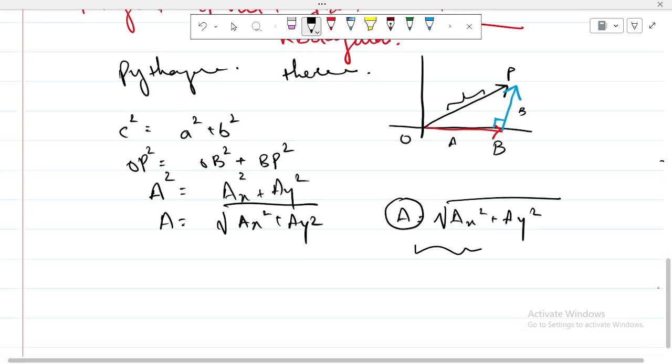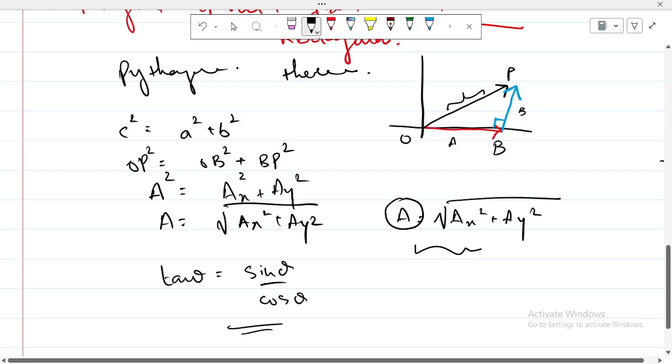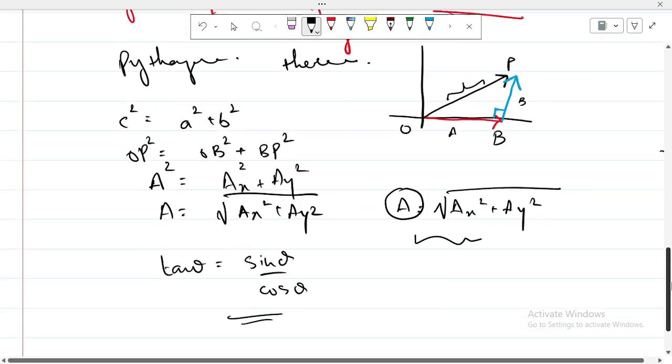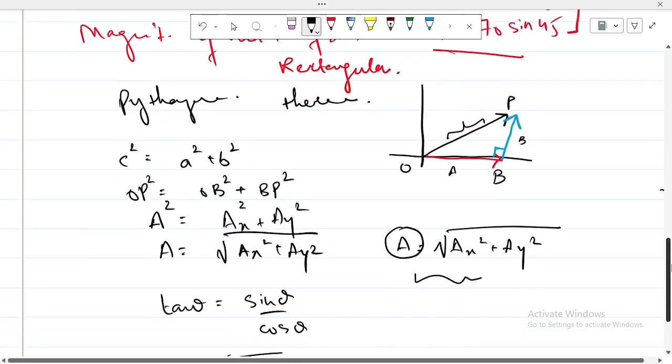Now we can also find what direction the vector is in, in case we already know the components AX and AY. Again, to use a geometrical fact you guys are already aware of, the ratio of the vertical and horizontal projections is what makes tan theta, right? We already know tan theta is equal to sin theta over cos theta.